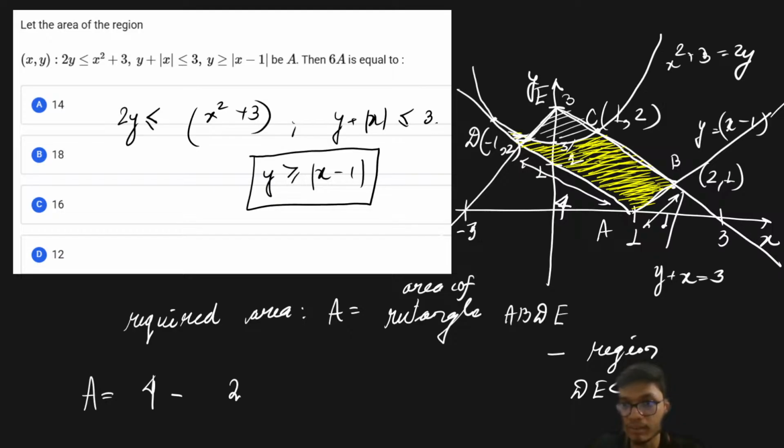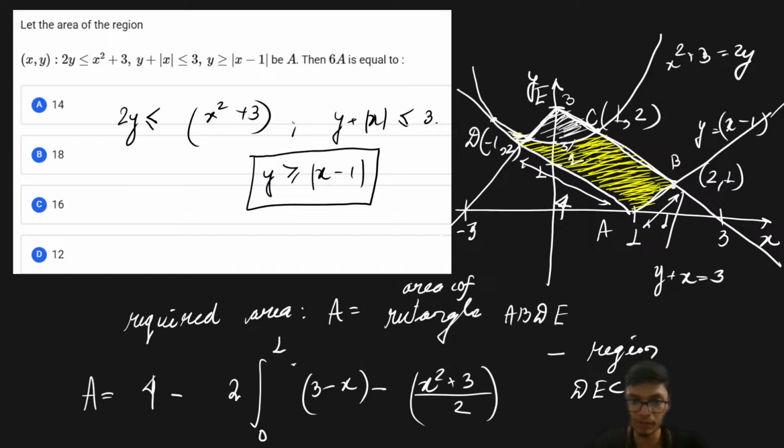Now this particular area is again very symmetric, because I know that this particular line is again mod of x, so it is symmetric. If I just find out only this part of the area and then multiply it, that will also work fine, right? So 2 times the integral 0 to 1, and then I have the curve as 3 minus x, minus the parabola, which is given as x square plus 3 by 2, and we have to integrate this in order to get the area.